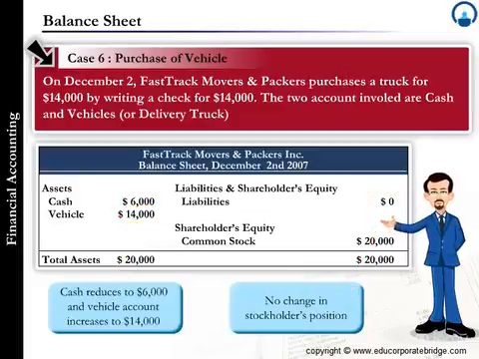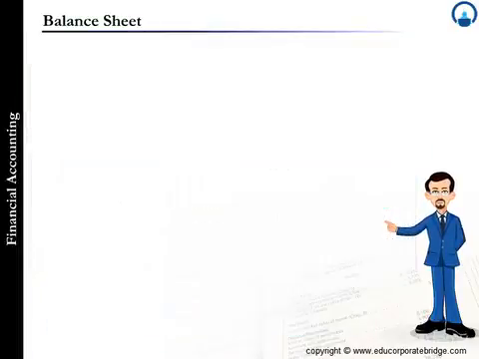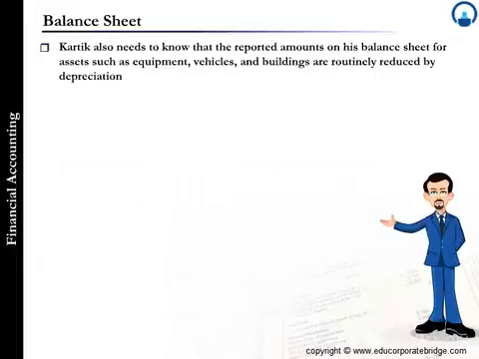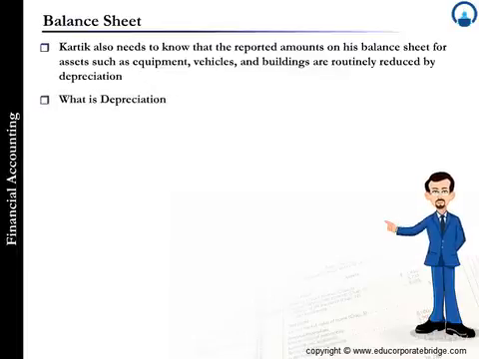How do we account this on the income statement? Here is an introduction to depreciation expenses. Karthik also needs to know that the reported amounts on his balance sheet for assets such as equipment, vehicles, and buildings are routinely reduced by depreciation. Depreciation is required by the basic accounting principle known as the matching principle. Depreciation is used for assets whose life is not indefinite. Equipment wears out. Vehicles become too old and costly to maintain. Buildings age, and some assets like computers become obsolete.